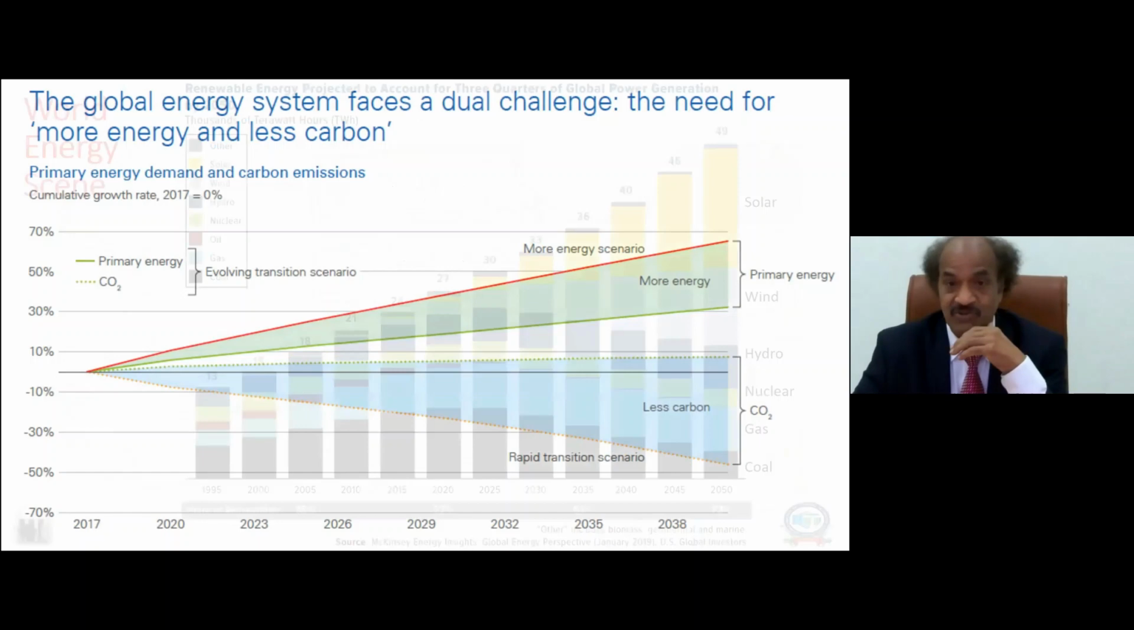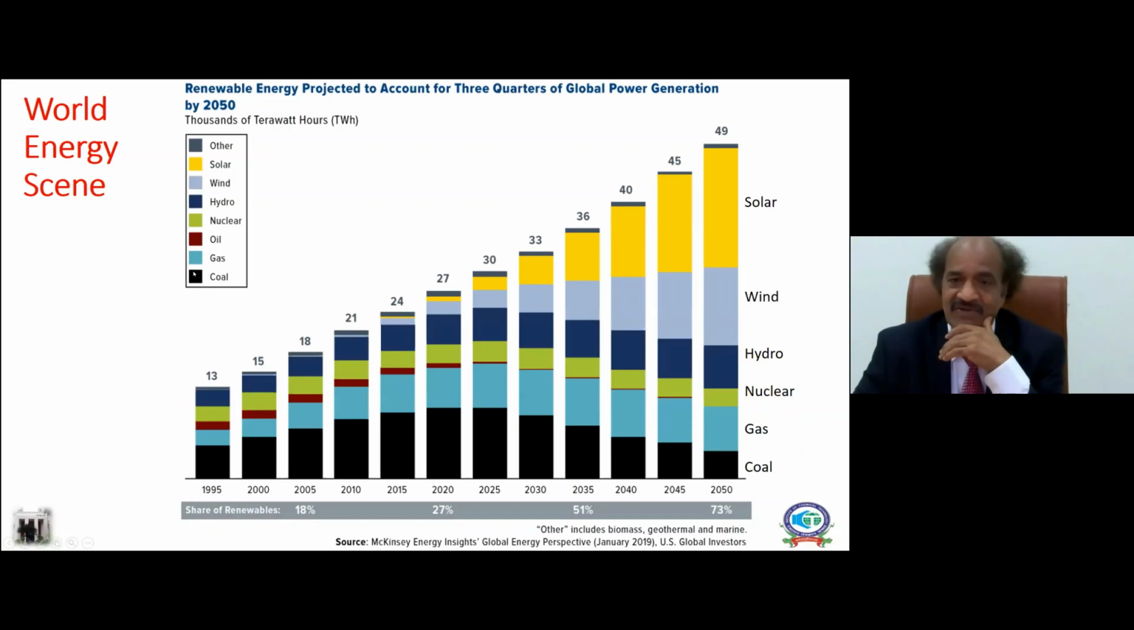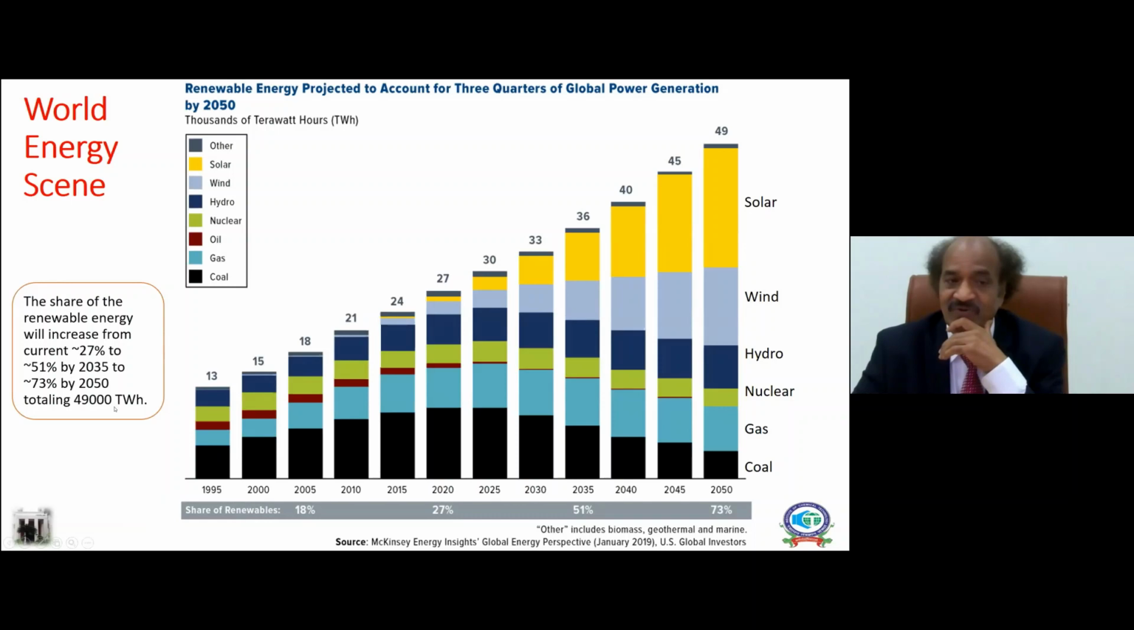So if you look at this energy scenario, in 2050, the so-called net zero mark, 73% of this will be renewable, and that will stand at something like 49,000 terawatt hours. And the majority of that will be hydrogen and wind. And then other things will be there: nuclear, you may have gas, you may have coal, you may have hydro. But this is what is going to happen as far as the world scenario is concerned.